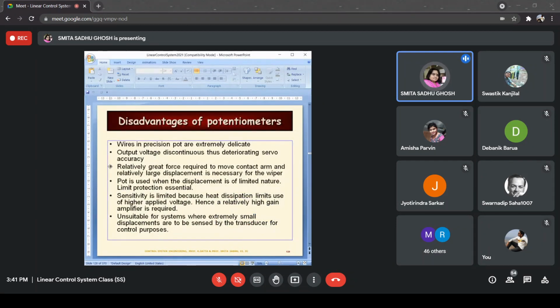So relatively great force is required because we want a good contact, obviously. But in that case, a large amount of force is required.